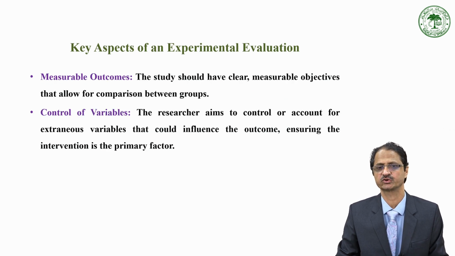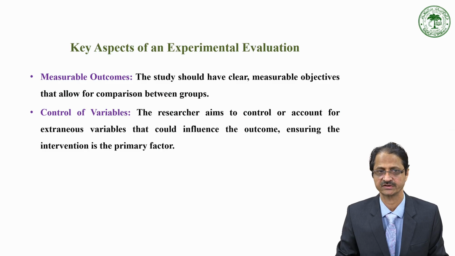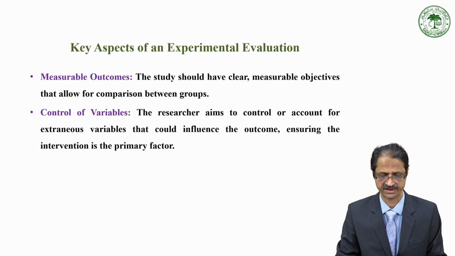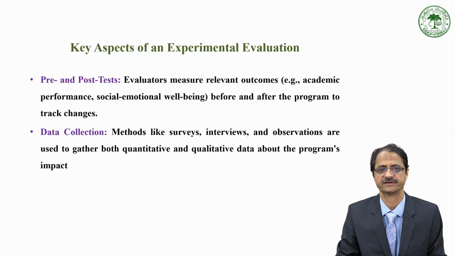Measurable outcome. The study should have clear measurable objectives that allow for comparison between the groups. Control of variables is also very important. It is a key aspect of the experimental evaluation. The researcher aims to control or account for extraneous variables that could influence the outcome, ensuring the intervention is a primary factor. Another key aspect of an experimental evaluation is the pre and post test.